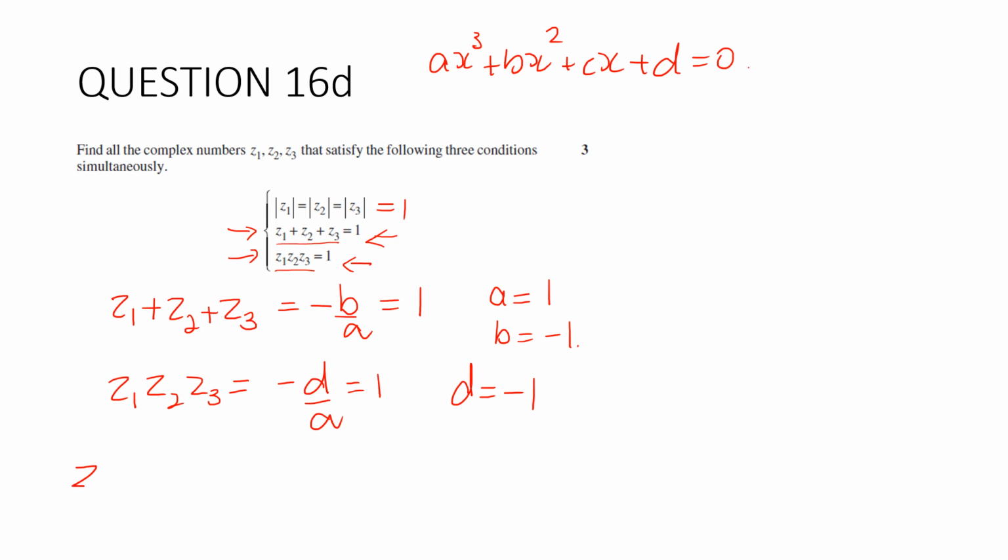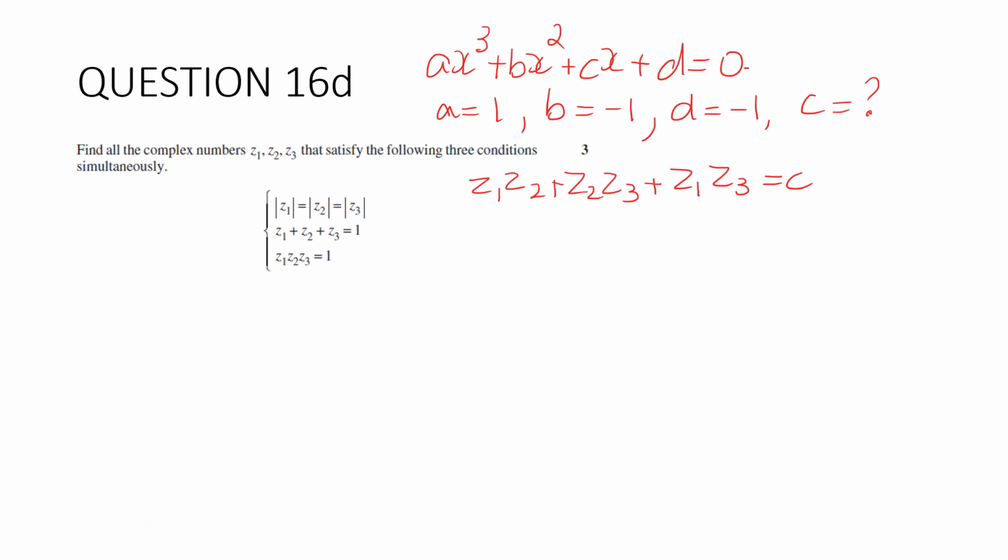But we don't have this, which of course is going to be equal to C on A, or A is 1. So we need to manufacture this. So how do we do that? Well, we're going to use the fact that the modulus of all of these Z's is equal to 1, which means that Z multiplied by its conjugate is equal to 1, and the conjugate will equal 1 over Z.